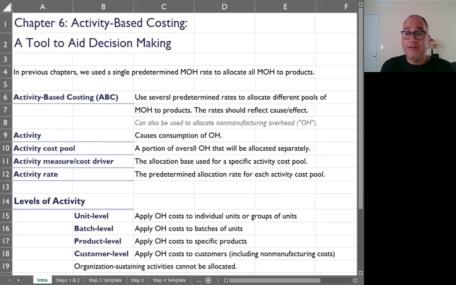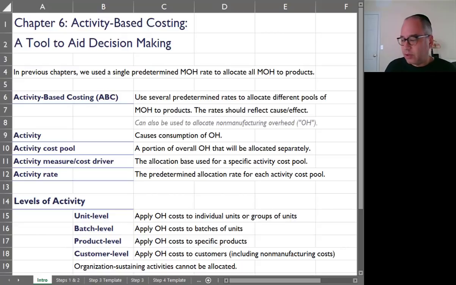So in summary, activity-based costing uses several predetermined rates to allocate different pools of overhead to products. And the rates should reflect cause and effect. They could also be used to allocate non-manufacturing overhead. And that's one of the really nice things about ABC costing, is that it not only uses manufacturing overhead, but it can also consider non-manufacturing overhead, like selling and administrative costs. And the idea here is that a certain type of activity causes you to use more overhead.